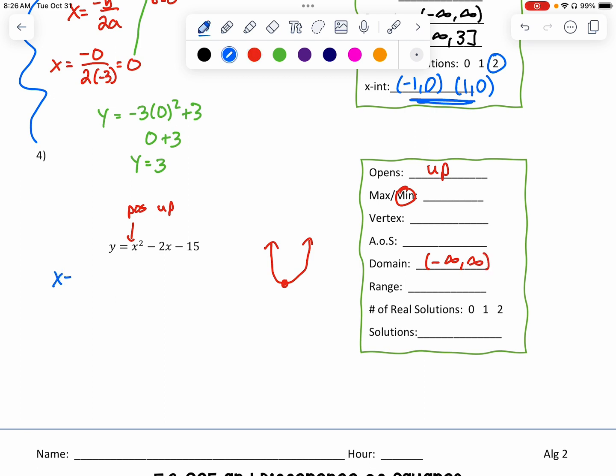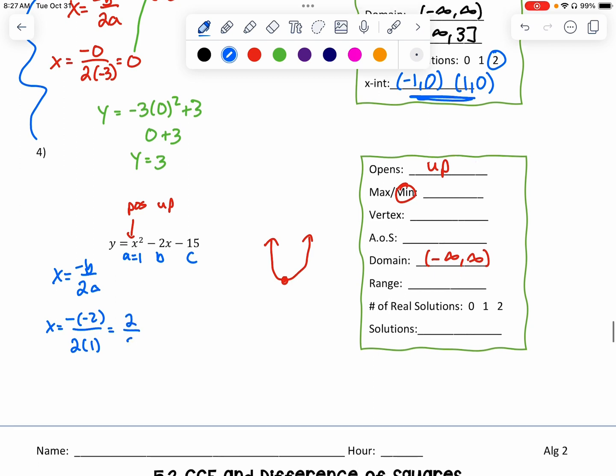So x equals negative b over 2a. My a this time is 1, my b is -2, and the c is -15. So x equals -(-2) over 2a, and a negative negative is a positive over a positive, so x equals 1. So I know my axis of symmetry is x equals 1. My vertex has an x of 1, and so is my minimum.